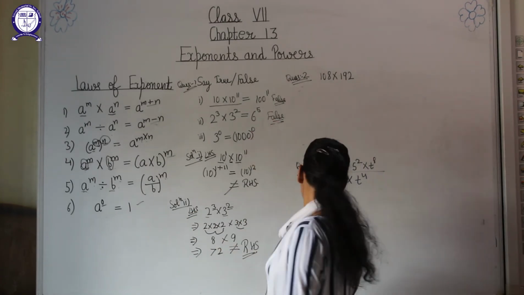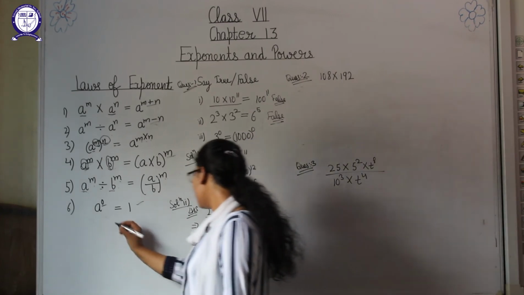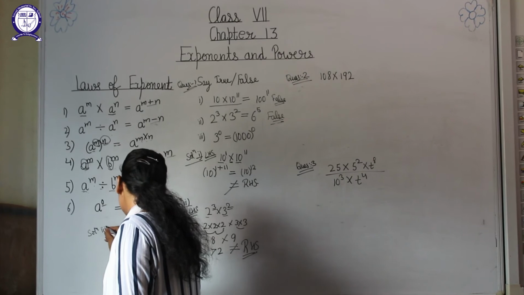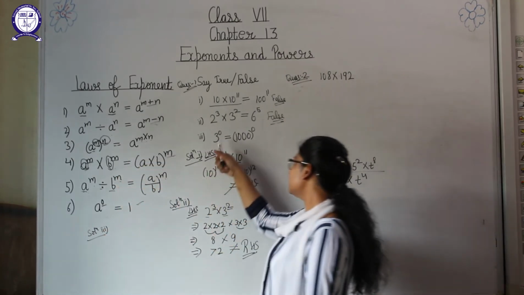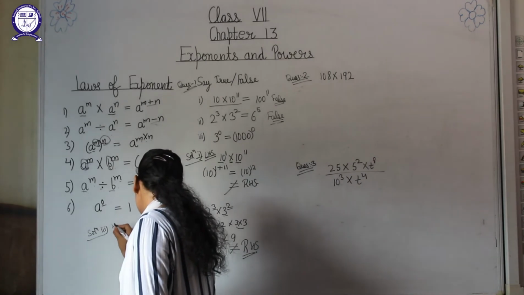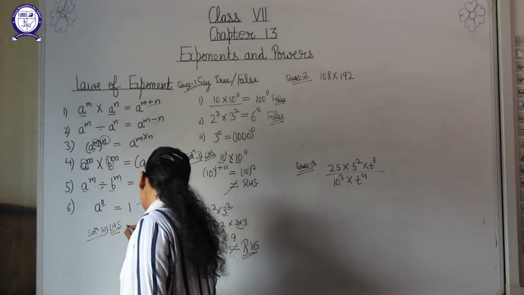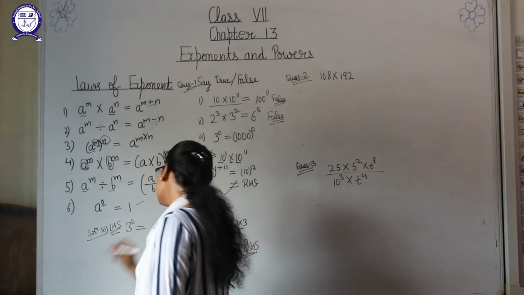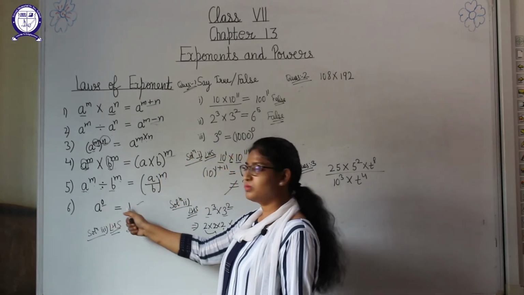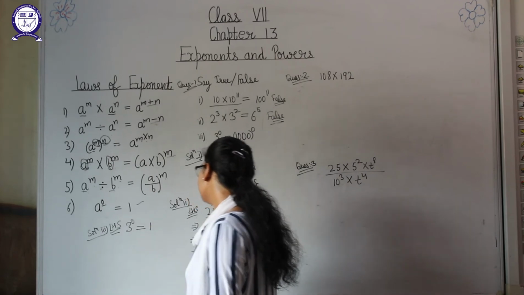Now the third one, I am solving it here, solution of the third part. Here what are we given? 3 raised to the power 0. LHS is 3 raised to the power 0. So what will be the answer for 3 raised to the power 0? As we know, something raised to the power 0 equals 1. So it will be 1.